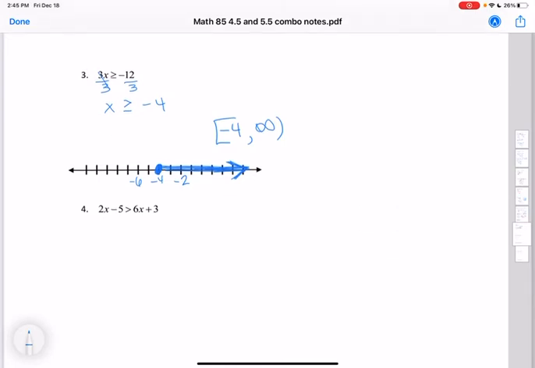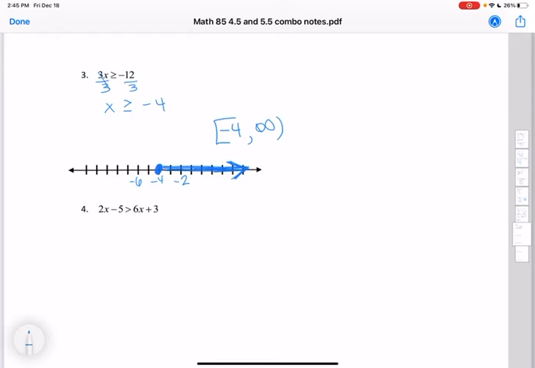All right, so I divided both sides by 3, and I got x is greater than or equal to negative 4. So I went to negative 4 on my number line. I put in a solid circle because it's the or equal to with the line under it. And I could see that the arrow pointed to the right, or I could also plug in a number, say like over on that side 0. 0 is greater than or equal to negative 4, so I know everything on that side will work.